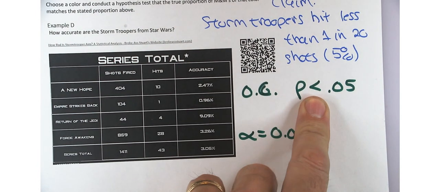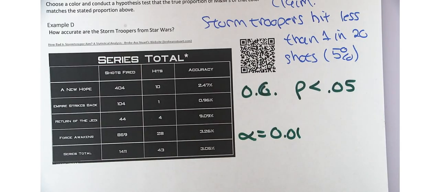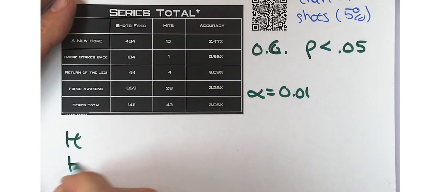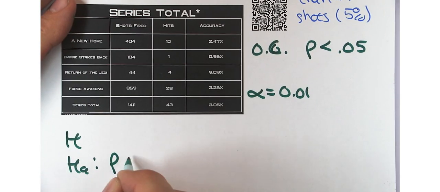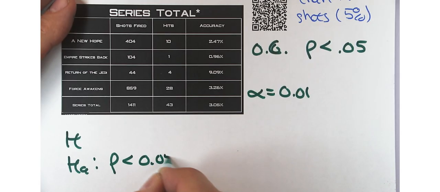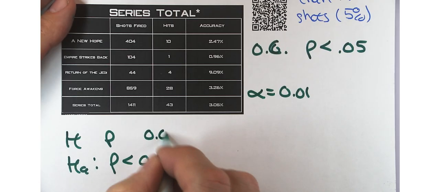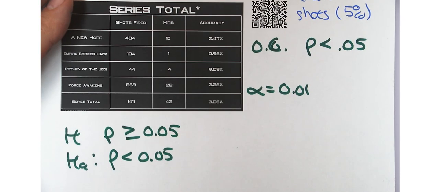Here's your original claim. Do you think that should be part of the null or alternative hypothesis? Yeah, it should be part of the alternative. And if this is part of the alternative, P is less than 0.05, what should I put in here as the null? Awesome, thank you both. Greater than or equal to.